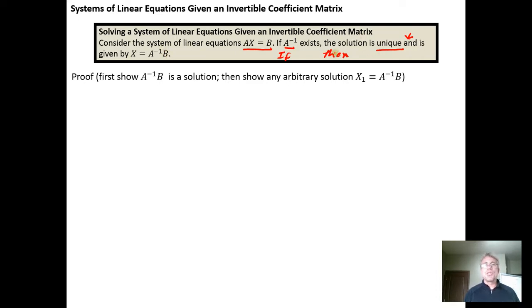So we really have two if-then statements that need to be proved separately. We need to prove that if A inverse exists, then A inverse B is the solution, and then we need to prove that if A inverse exists, then the solution is unique. We have to demonstrate both pieces for the if-then statement.